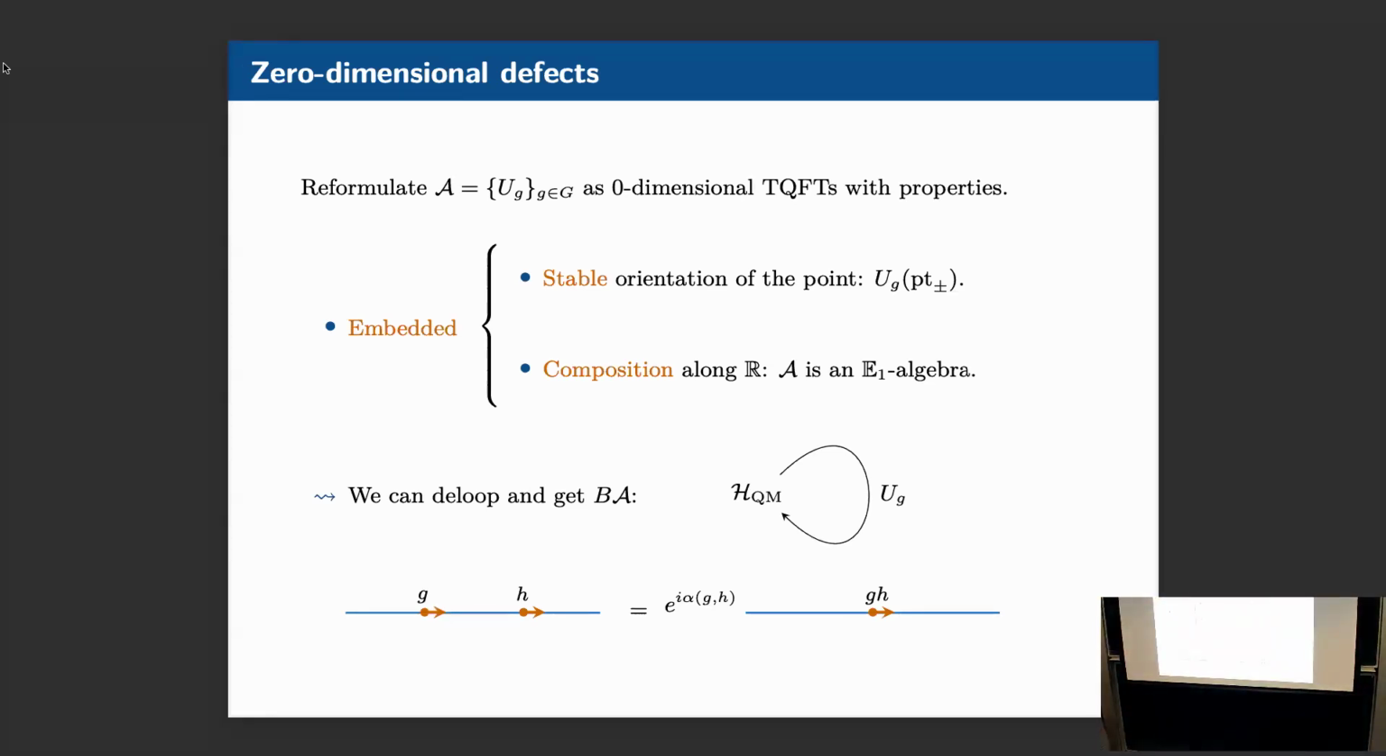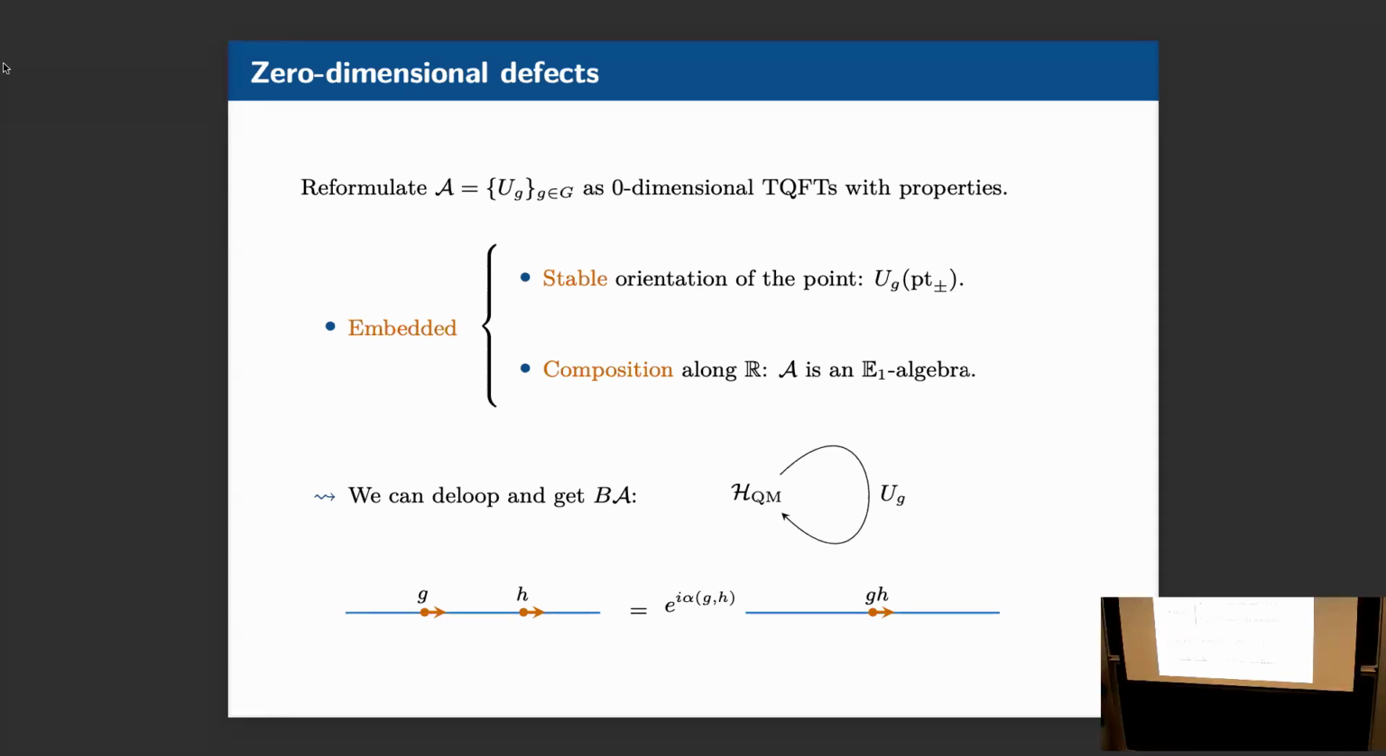And the fact that we have an algebra now means that we can take the delooping of such an algebra and get a one category with one object, which you can think about as the Hilbert space of your quantum mechanical system. And you can think about the one morphisms of this category here as being your operators U_g, which act on your Hilbert space. Right. A question?